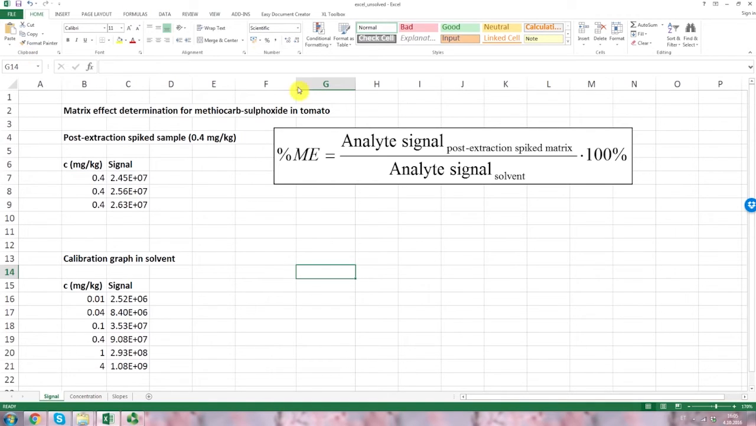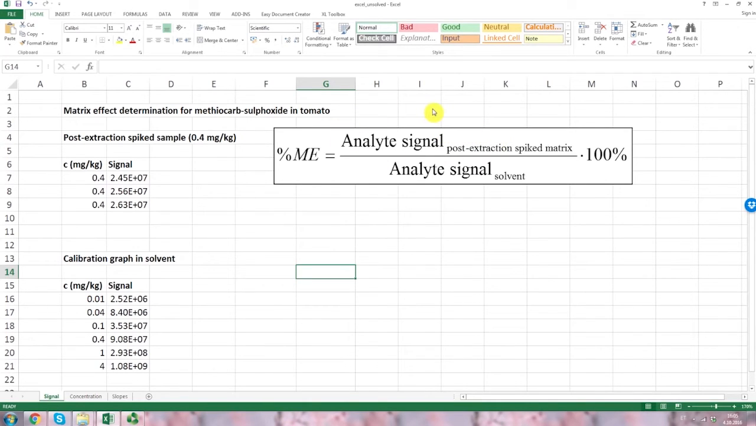To calculate matrix effect based on analyzed signal, we need to have two kinds of samples. We need to have the blank extracts after sample preparation, which have been spiked with analyte in a known concentration. And these samples have been measured and we have an analyte signal.